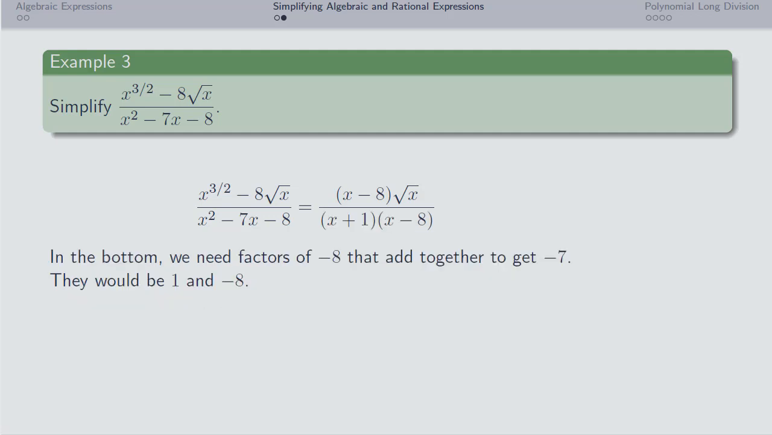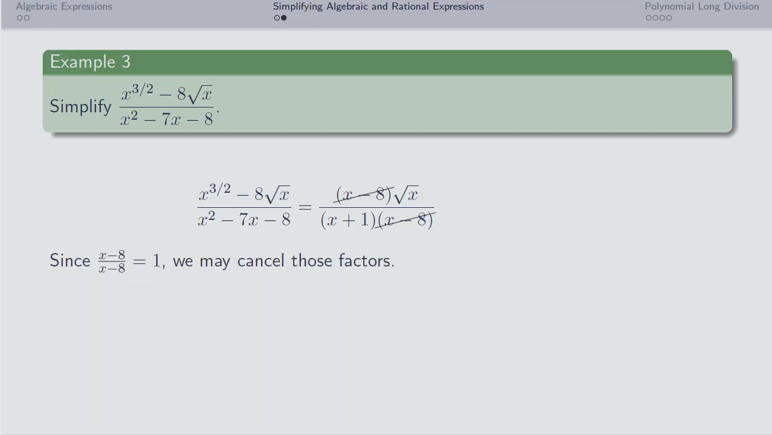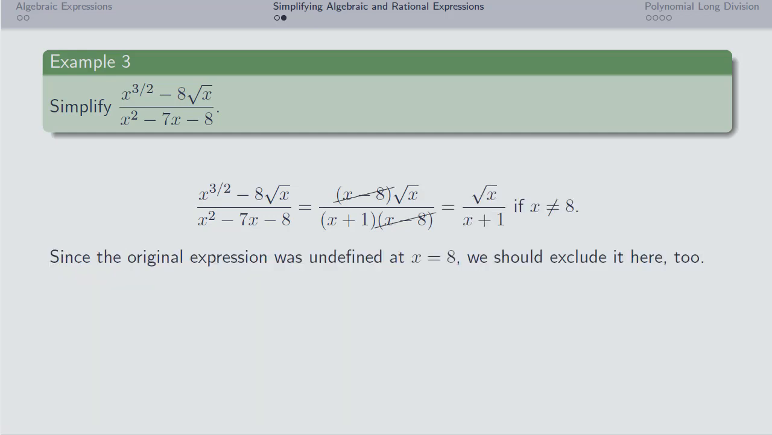Well, the bottom, I need factors of negative 8 that add together to get negative 7. That would be 1 and negative 8. So the bottom is equal to x plus 1 times x minus 8. Hey, there's an x minus 8 as a factor in both the top and the bottom. x minus 8 divided by x minus 8 is 1. And so that means I have square root of x divided by x plus 1 as long as x is not equal to 8. And so we've simplified that algebraic expression.